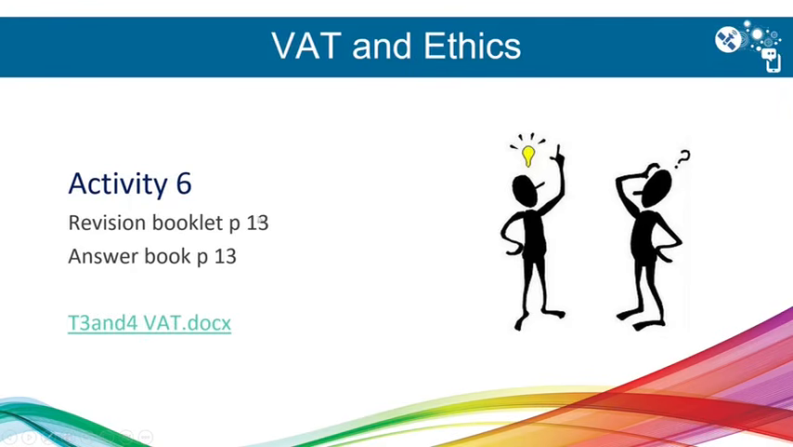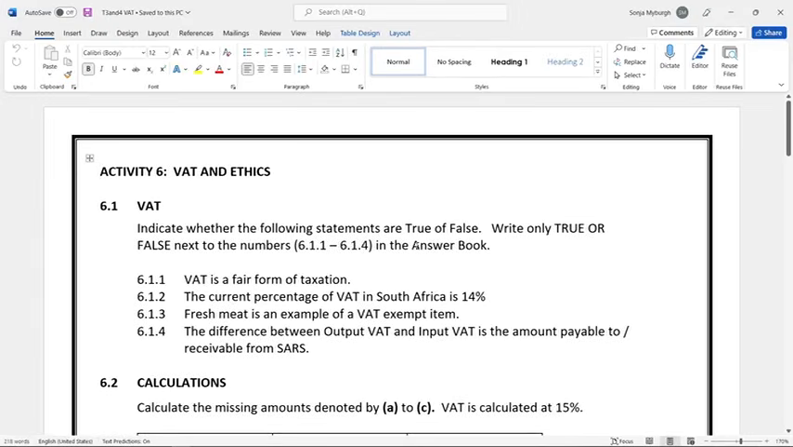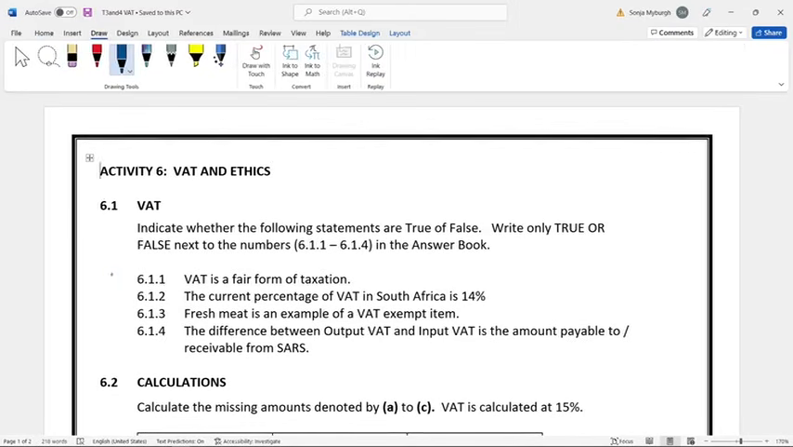Activity 6 in your revision booklet, that is on page 13, answer book also on page 13. They ask us 4 questions on VAT, and you just have to say true or false. VAT is a fair form of taxation? Yes, because everybody is paying that. If you spend money, if you buy from the shop, then you pay VAT. So everybody is paying it, so it's fair.